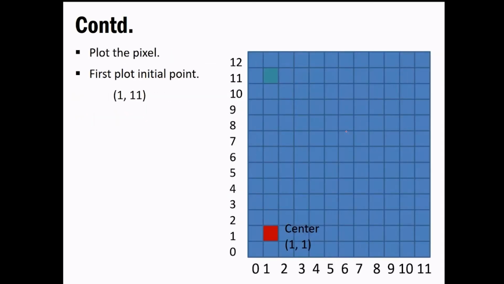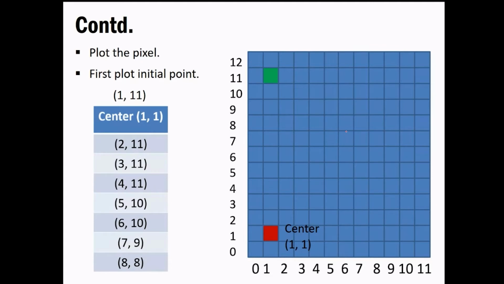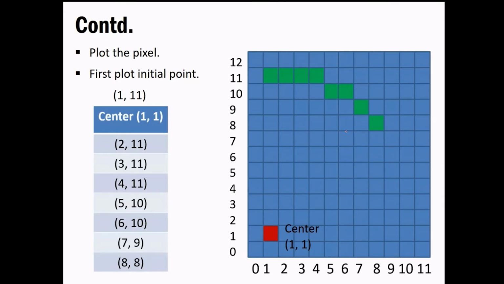So a similar thing is shown over here. That is, for 2 1 there is 3 11, 4 11, then 5 10, 6 10, 7 9, and 8 8. So that is what you have to see and consider. This is just for one octant of the circle, so the rest won't be shown, but obviously for that you have to use the symmetric property.